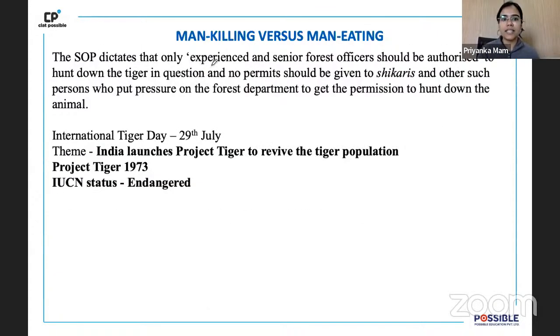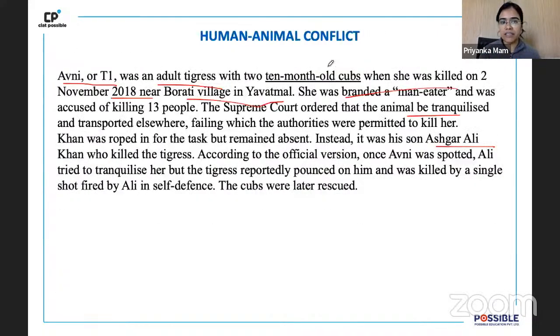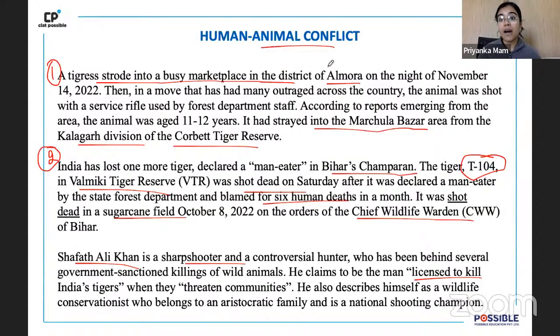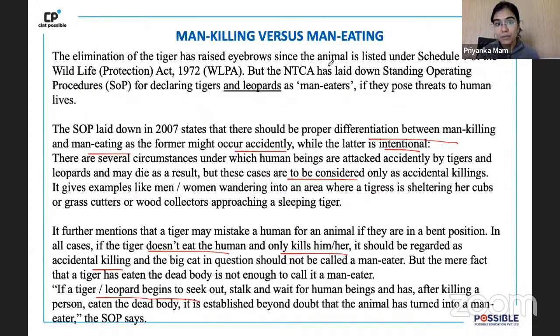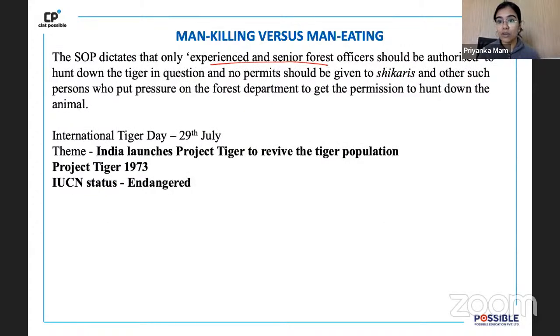Fine. So it dictates only experienced and senior forest officers should do it. It should not be given to some random hunter. Okay. Because of these reasons, T104 and here T1, also Avni. Now, you might also be thinking of the collared tigress. Yes or no? She produced so many cubs and she passed away very recently. The collared tigress. Yes or no?